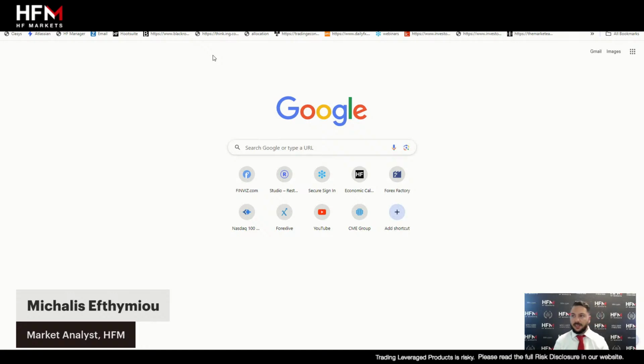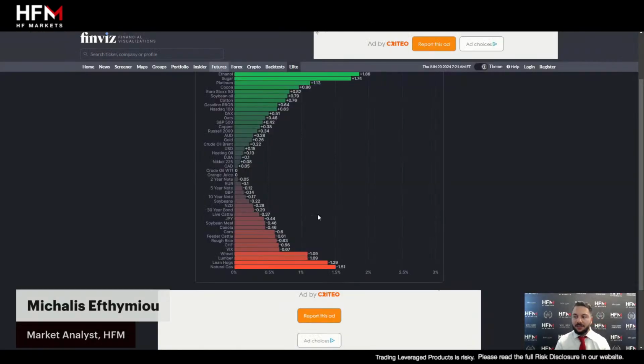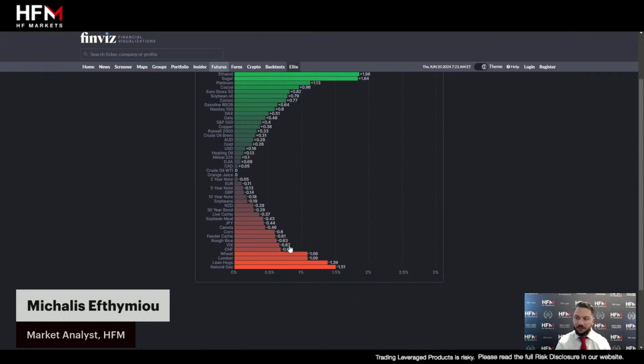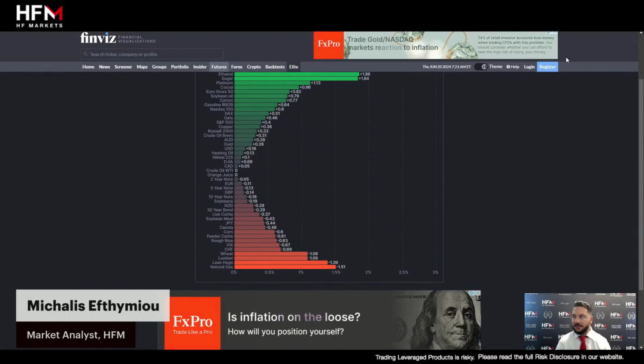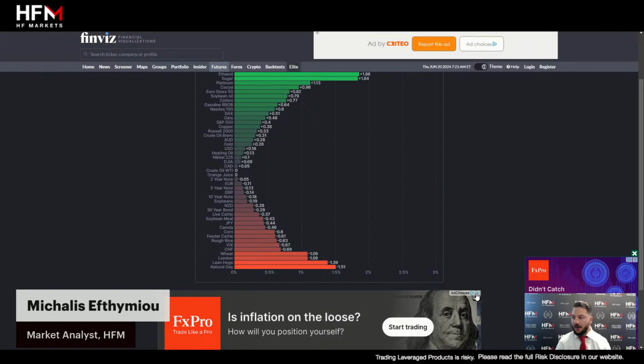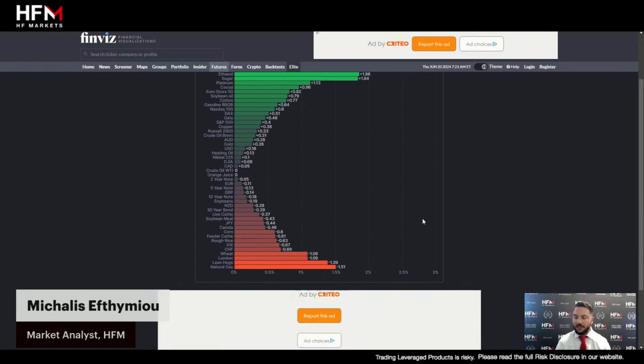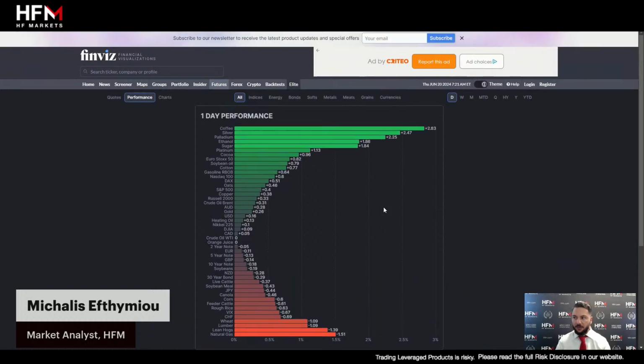Now, one thing I want to say, ladies and gentlemen, is let's look at sentiment indicators. One sentiment indicator is the VIX. So we can see the VIX here. The VIX today is trading 0.67% lower. So that's an indication that the sentiment within the market is high. We can also see most bars here are green. All stocks are increasing in value.